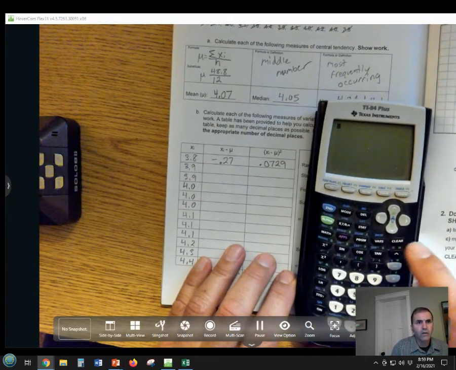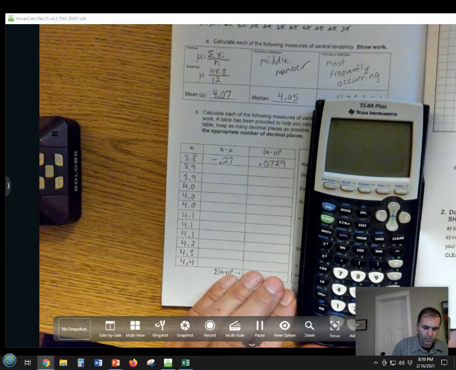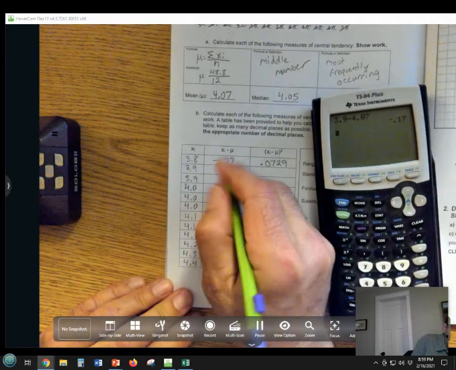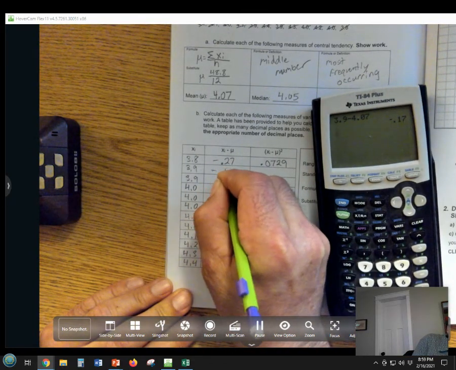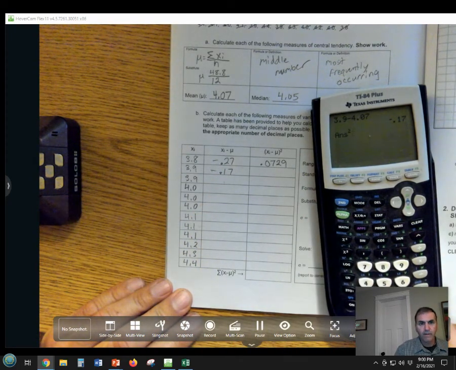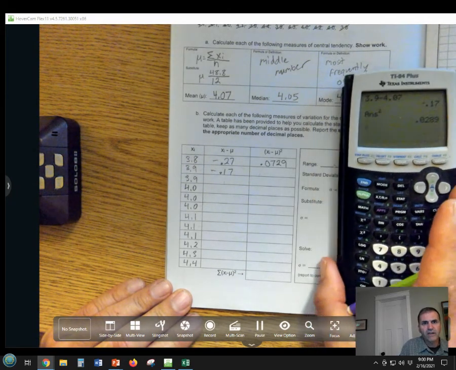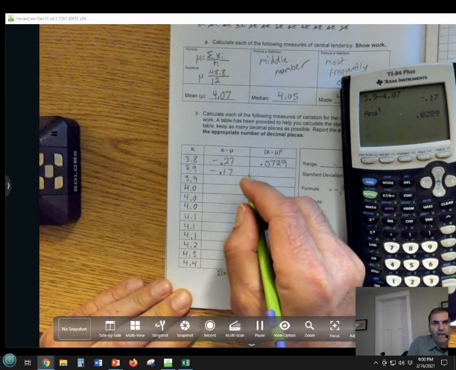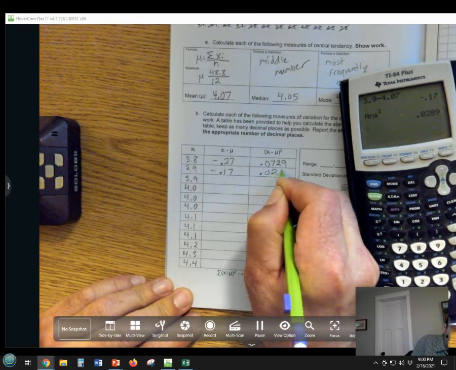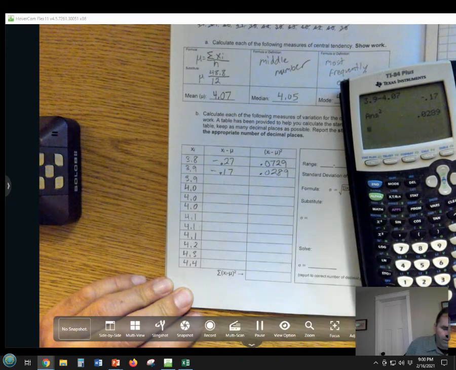So, okay, so now it's 3.9 minus 4.07. Okay, I'm going to write down what that is. That is a negative 0.17. Square that number. Yours might have a different way of squaring it, but most calculators will have that. And that is 0.0289. All right.